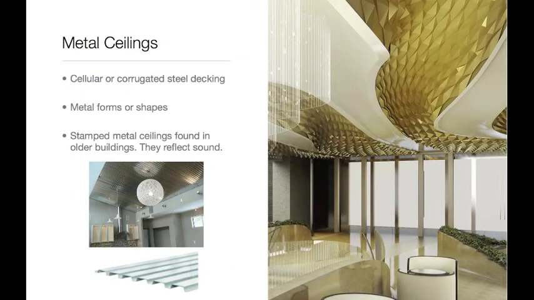Metal ceilings can consist of cellular or corrugated steel decking or metal forms and shapes. Stamped metal ceilings can also be found in older buildings. They reflect sound.